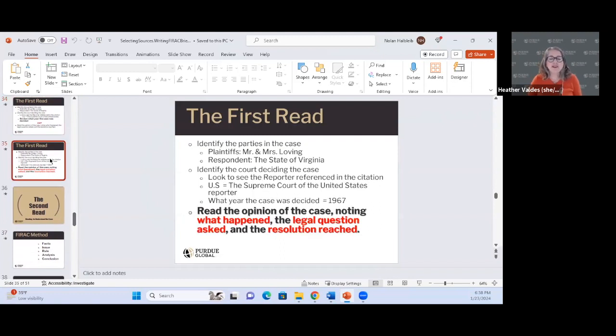After we have that base information about the parties and the court that's deciding the case, we're going to move through and read the opinion. See what happened. Figure out what the legal question is and how that resolution was reached.